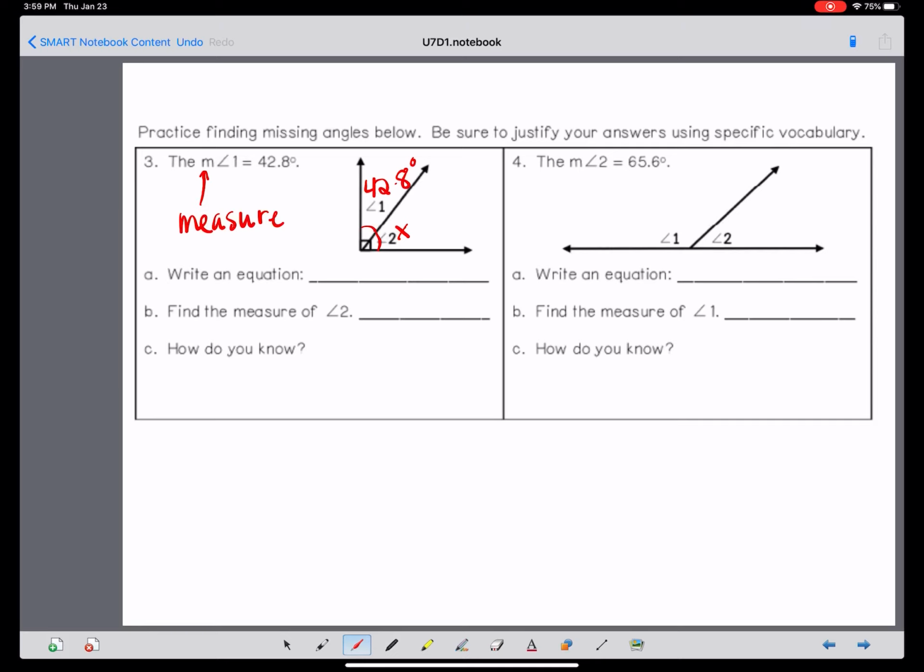If I were to write an equation, I would say, just because I see that little square in the corner, I know this angle is 90 degrees. And I'm going to set my 90 degrees equal to my first value that I know. I know angle 1 is 42.8 degrees, and if I add the second angle of x, I will get 90 degrees. So let's go ahead and solve this.